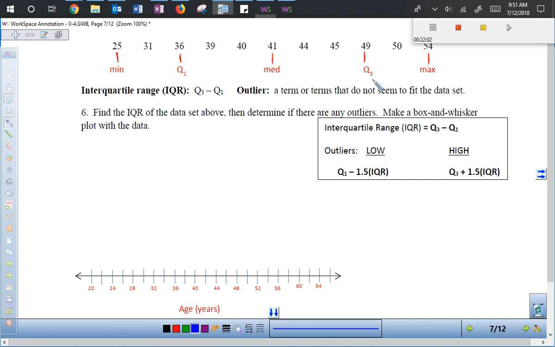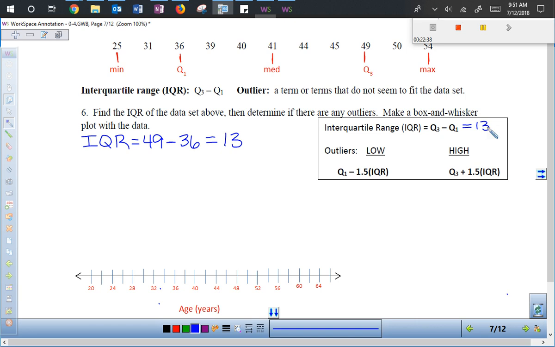So Q sub 3, and make sure you label what you're working with. We're going to find the IQR, the interquartile range, right here. It's going to be our third quartile, which was 49, minus our first quartile, which is 36. Now 49 minus 36, if you need your calculator you can, but hopefully you know what that is. That is 13. So that means our interquartile range is 13.